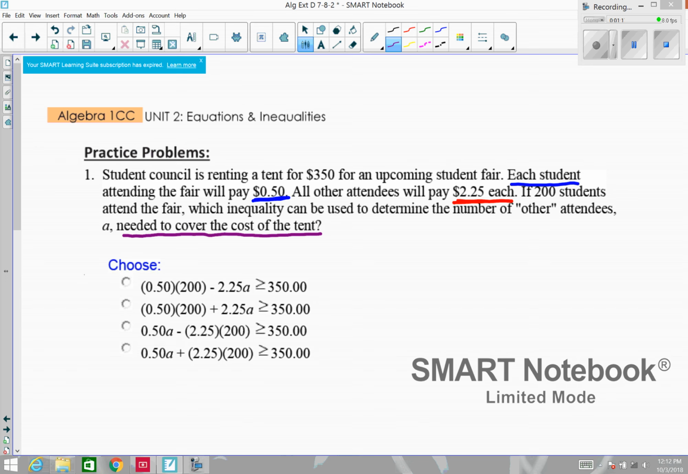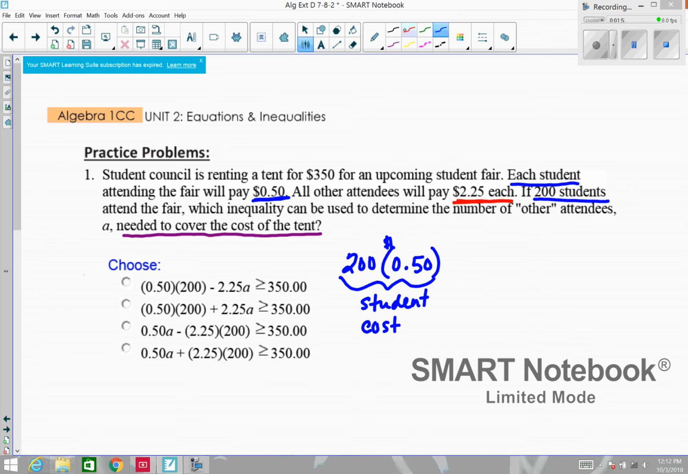So what we need to do is figure out how much money they are going to take in and how we calculate that. Since each student is going to pay 50 cents and there are 200 students that are coming, we would multiply 200 students times the price of 50 cents, which in dollars would be $0.50, or half of a dollar. So that's the money that the students will spend. So I'm just going to label that student cost.